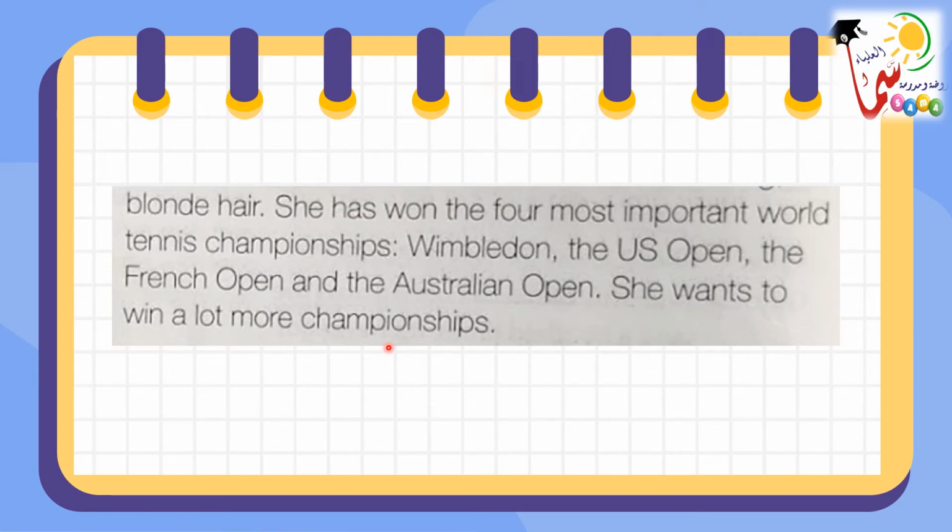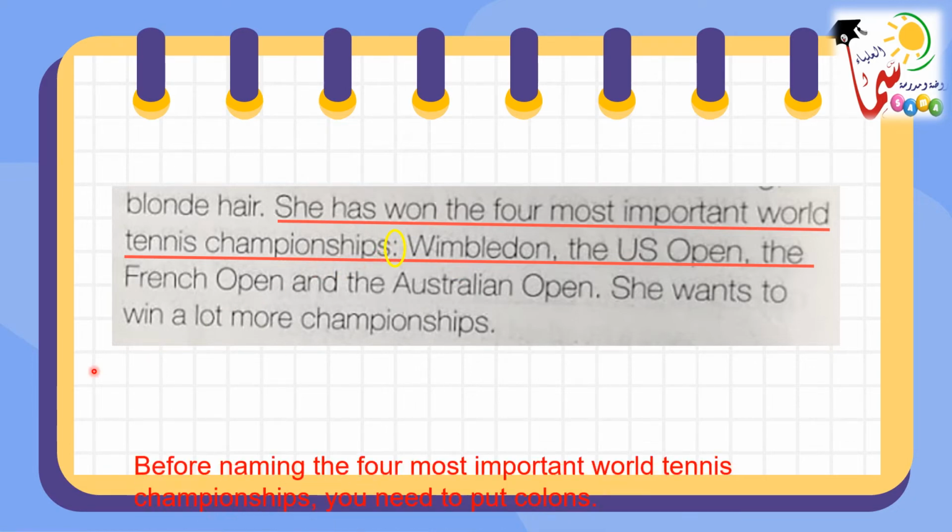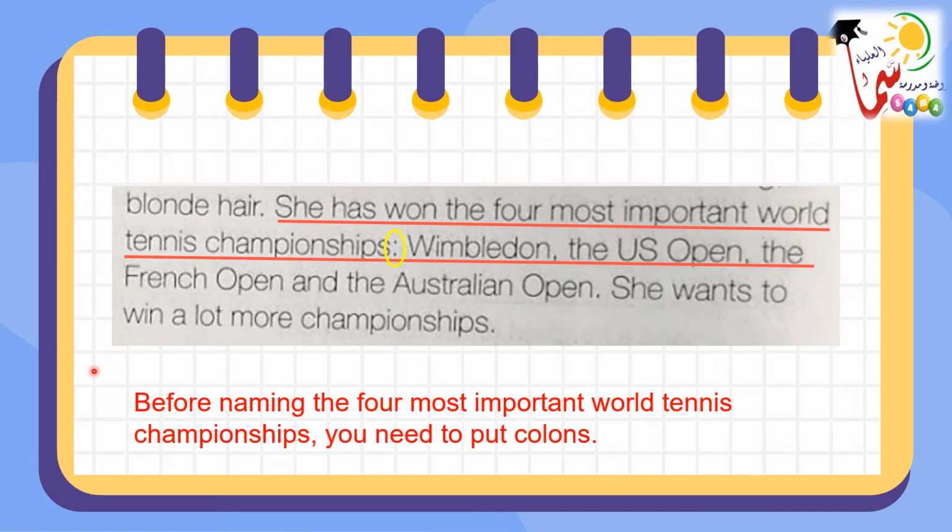Now let's try to find how we use a colon. This is the first line and this is the second one. Let's read them again carefully. She has won the 4 most important world tennis championships: Wimbledon, the US Open, the French Open, and the Australian Open. Focus on these 2 small dots here. These are called colons. Now, when do we use them? Before naming the 4 most important world tennis championships, you need to put colons. So here, the writer is talking about the most important tennis championships.